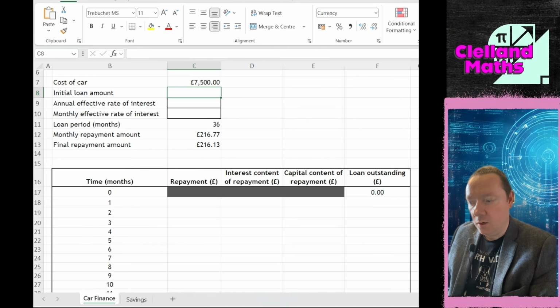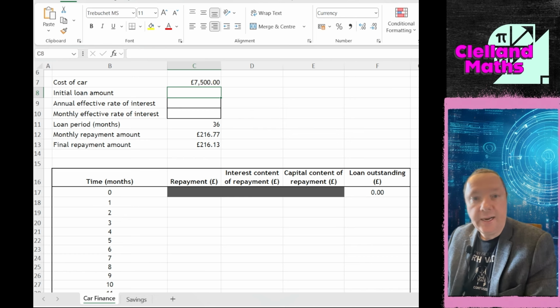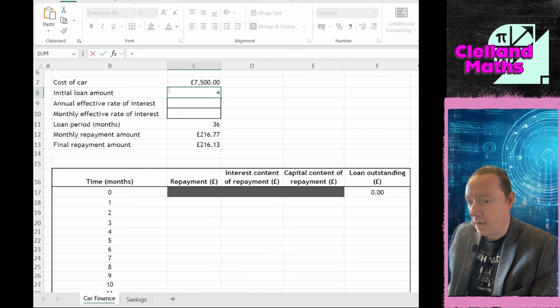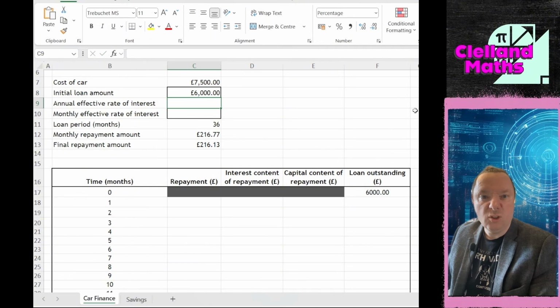If you remember back in the question, it said there was a deposit, and the deposit was, reading the question myself, 20%. So that means that 80% is left. So we could work that out by saying 0.8 times this, and that gives me my loan amount. Or you could have just worked it out manually and typed it in, no big deal. So take it off 20%.